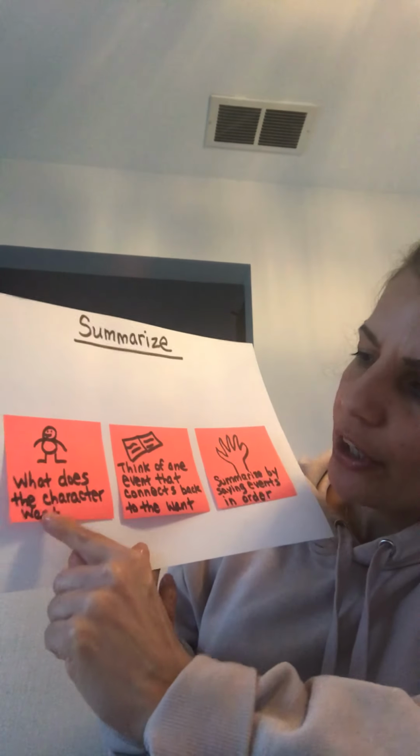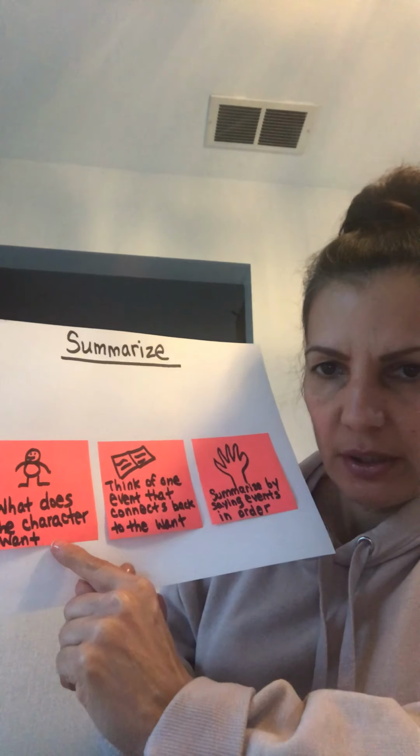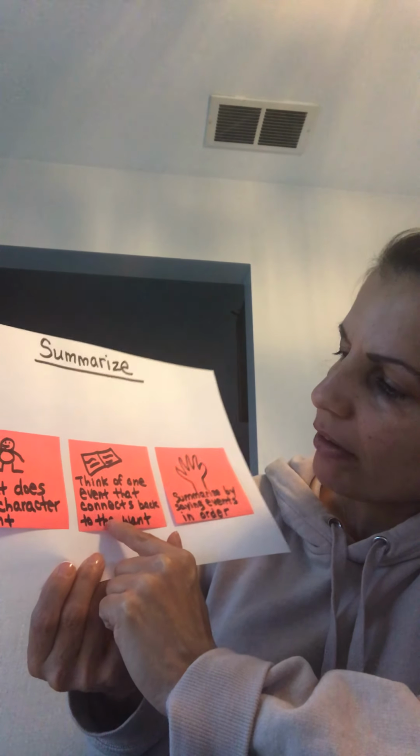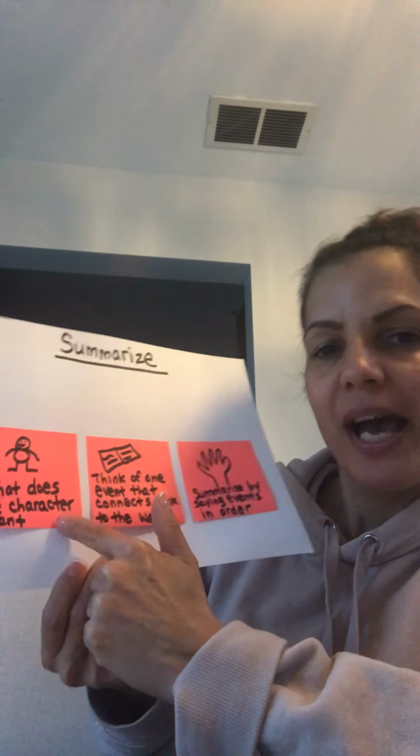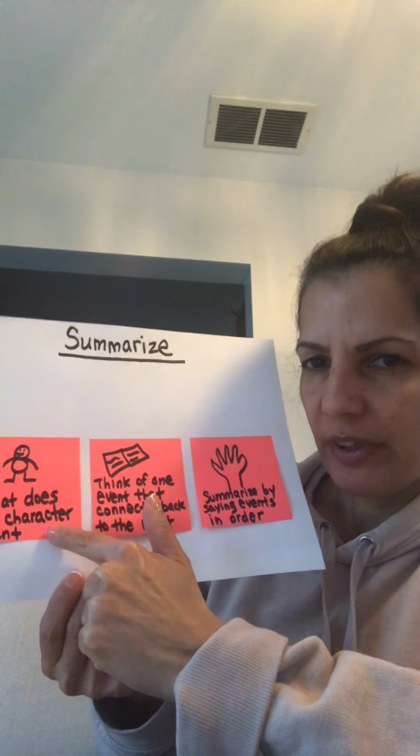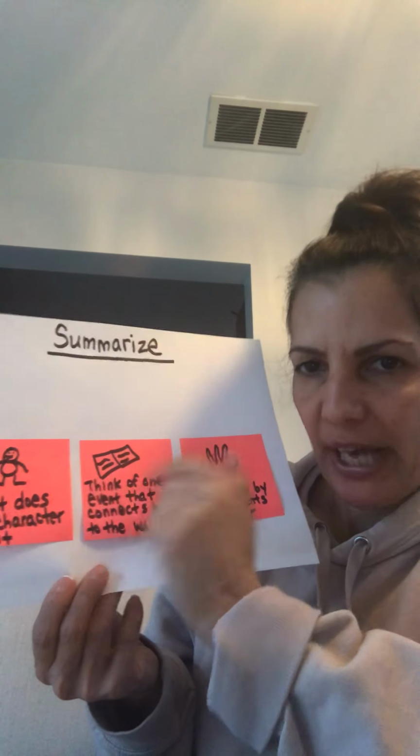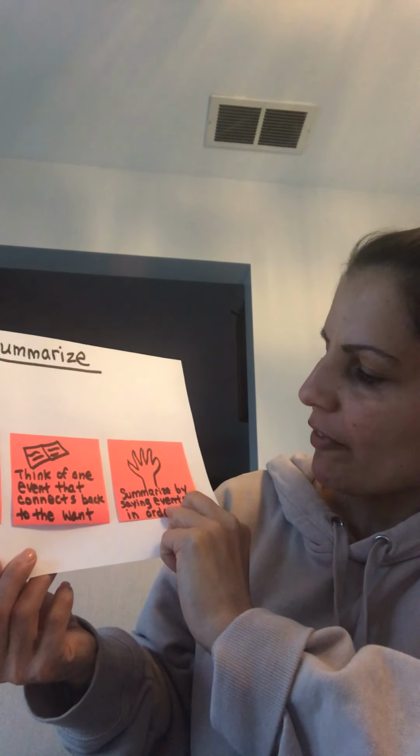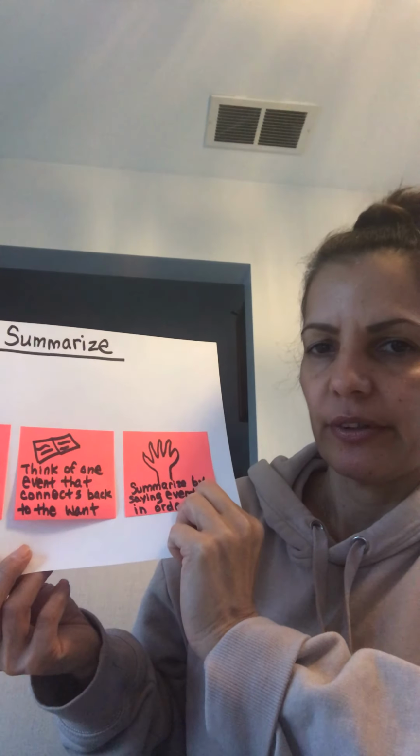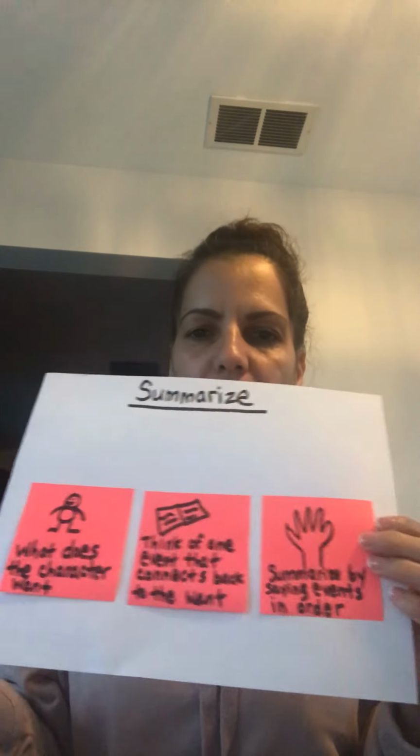Now, we can start with, what does the character want? Then we want to think about the event that connects back to that want. Right? So we have what the character wants, the event that connects back to what the character wants. Then we summarize by saying the events in order. So watch as I'm going to do this work. Okay, I'm going to hold this up and I'm going to think about it. I have my dry erase board, my marker, and here I go. So I have this in front of me and I'm thinking about the story I just read and what does the character want. So here I go.